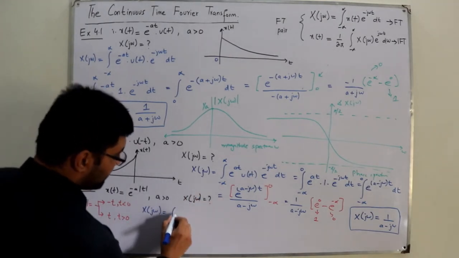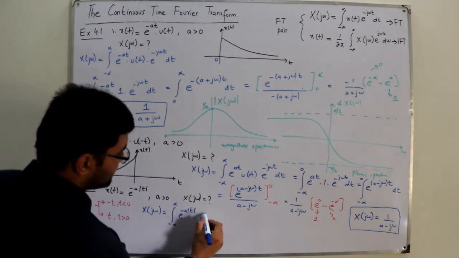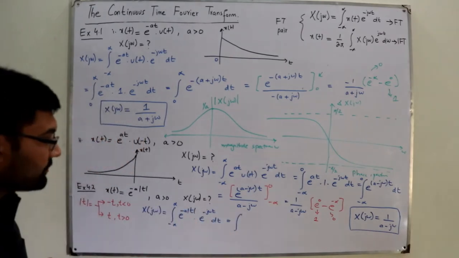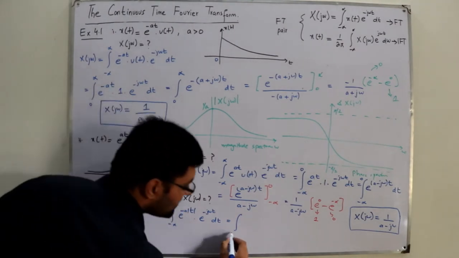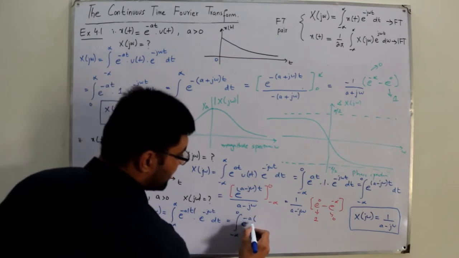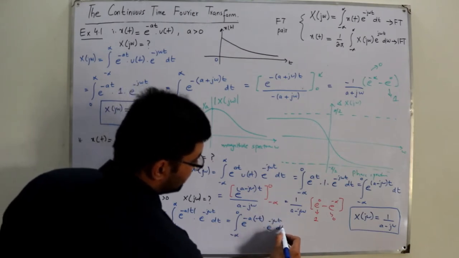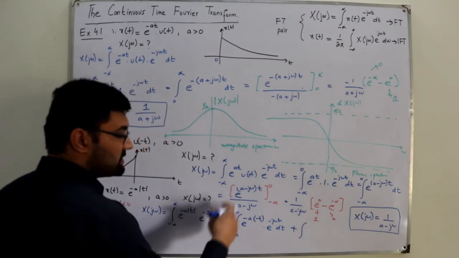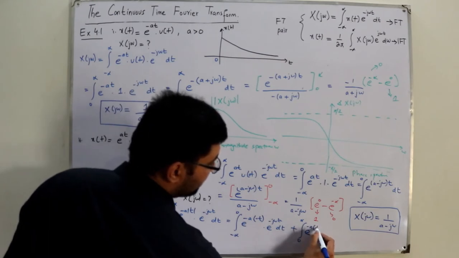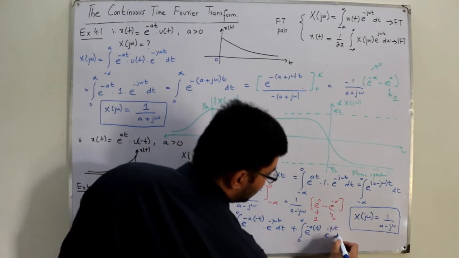So this would be from negative infinity to positive infinity, exponential of negative a, the absolute of t, into exponential of negative j omega t with respect to t. Now, depending on this absolute of t, what do you have? First, I would take from negative infinity to 0. In that case, you would have an exponential of negative a and negative t, and this would be multiplied with exponential of negative j omega t dt. Then plus, the next would be from 0 to positive infinity. And in that case, you would have an exponential of negative a, with t positive, multiplied with exponential of negative j omega t with respect to t.